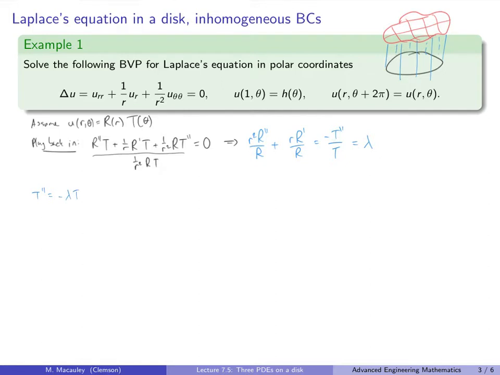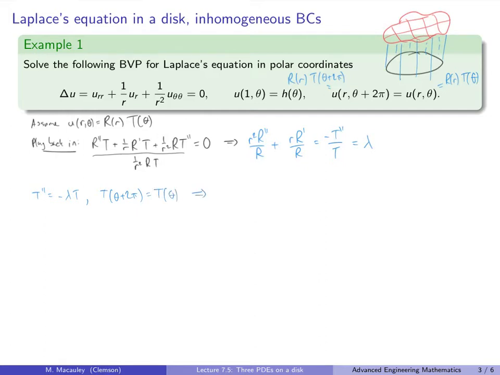We also have a boundary condition from this periodic condition here. Recall that this tells us that R of r times T of theta plus 2 pi equals u of r, theta, which is R of r times T of theta. That means these R's cancel and we get T of theta plus 2 pi equals T of theta.